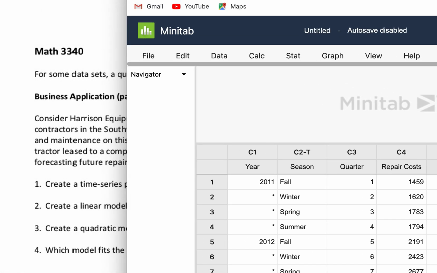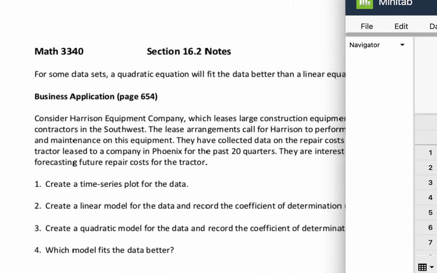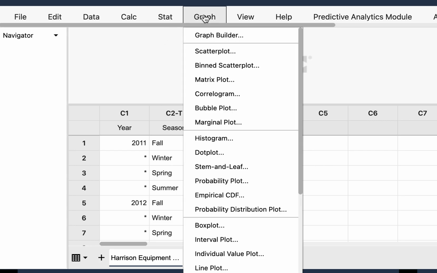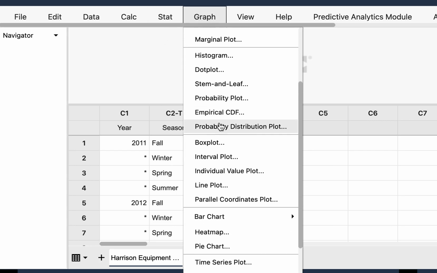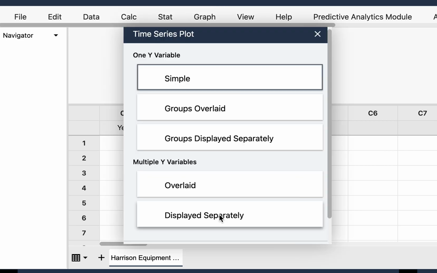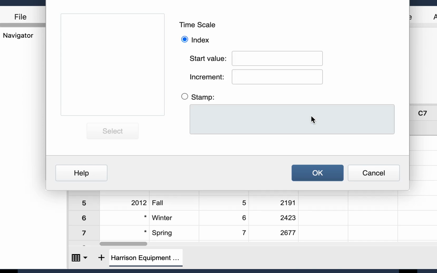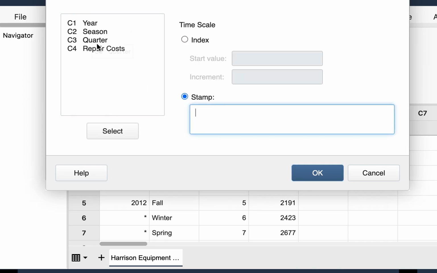So what I'm going to do first is create a time series plot for the data. I'm going to go to Graph, scroll down to Time Series Plot, click Simple. Then I'm going to put the repair costs as my Y variable. Click on Time Scale and Stamp, and the stamp is going to be the quarter column.